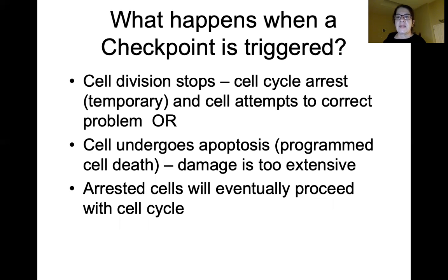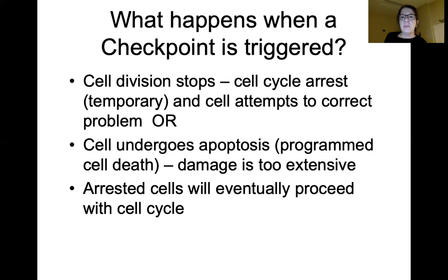Cell cycle arrest. So cell cycle arrest means the cell will stop. It will not proceed throughout the cell cycle. And that cell cycle arrest is temporary, okay? Because the cell will stop and it will attempt to correct the problem, okay? That's one thing that could happen to the cell.